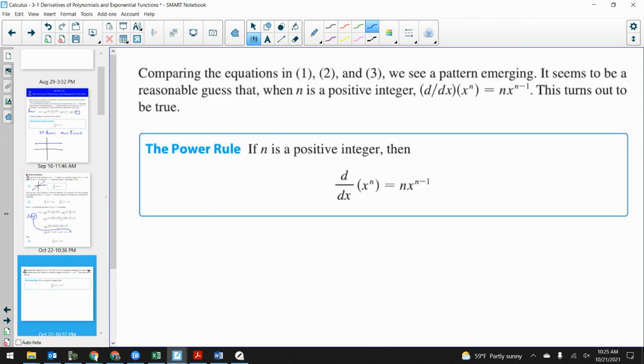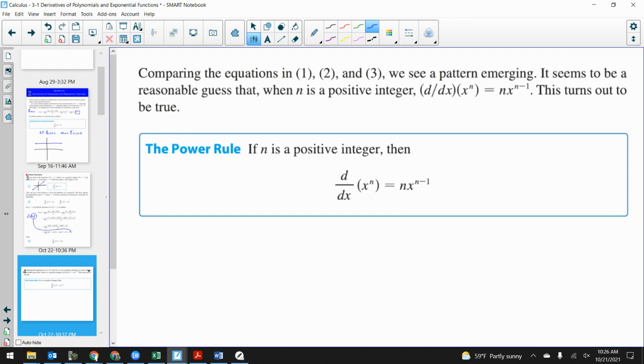So how do we state that? Well, this is called the power rule. d over dx of x to the n power. So this is any power on x. X to the fourth, x to the fifth, x to the millionth. You bring the exponent in front, it gets multiplied, and then you decrease the power by 1.